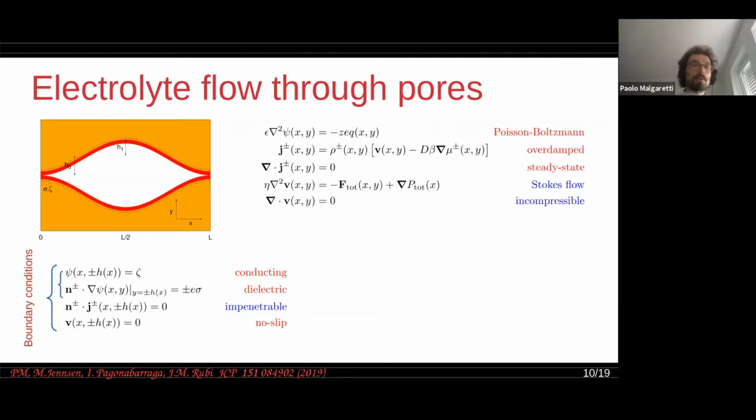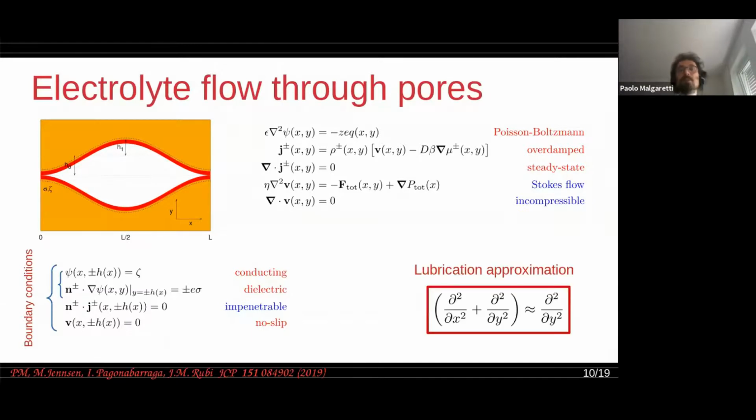For example, you can have a conducting wall, so you fix the electrostatic potential. You can have a dielectric wall, therefore you fix the electrostatic field. And again, for the fluid, you can have impenetrability, so the fluid cannot leak through the channel, and you can have no slip, or you can also decide to have a slip condition. All these can be encoded within the same technique. And you do this lubrication approximation, which is nothing but this long wavelength expansion that I mentioned before.